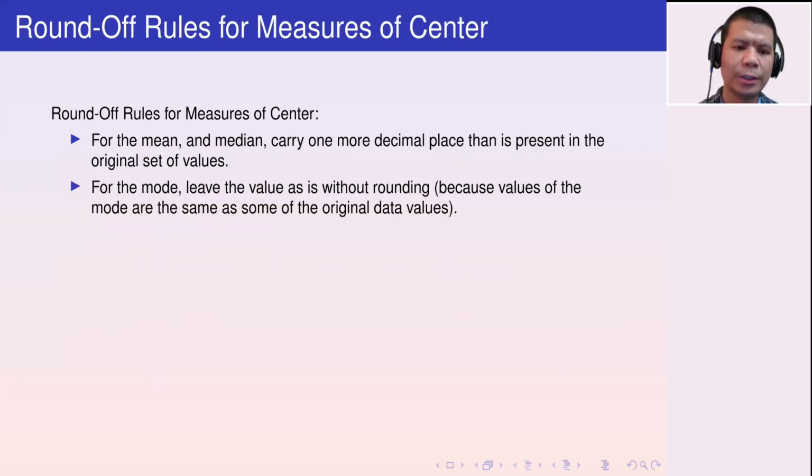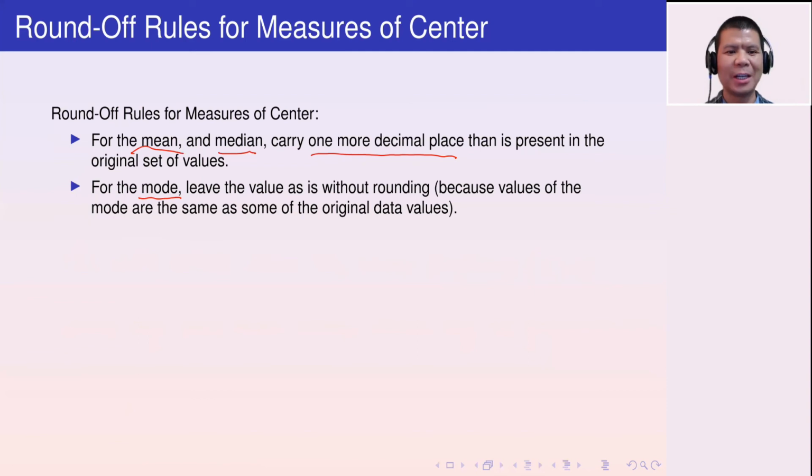Now here, let's summarize a little bit about the round-off rules for measures of center. So for the mean and the median, you want to carry one more decimal place than is present in the original data set. That is the round-off rule for the mean and median. However, for the mode, you leave the value as is without rounding. You do not round the mode. Okay, so these are the round-off rules for the 3 measures of center.